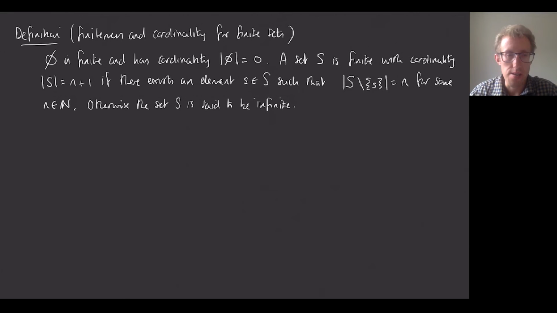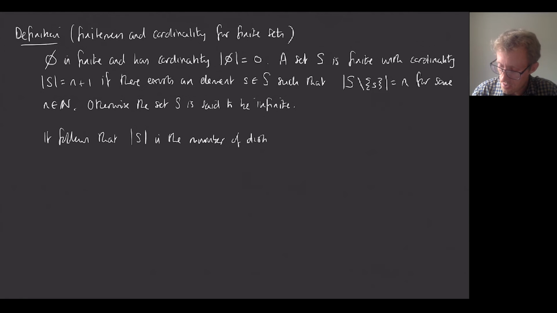Okay, so as I said, you may find that definition slightly peculiar, but if you think through it, it is really saying that the cardinality is the number of distinct elements in the set. So I'm going to say here that it follows that the cardinality of S is the number of distinct elements in S, if S is finite.